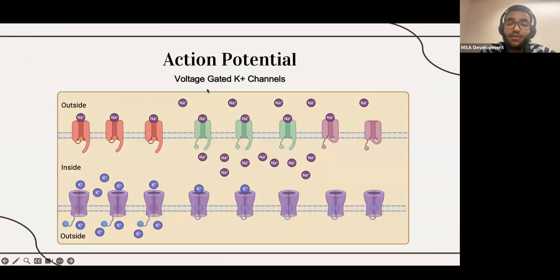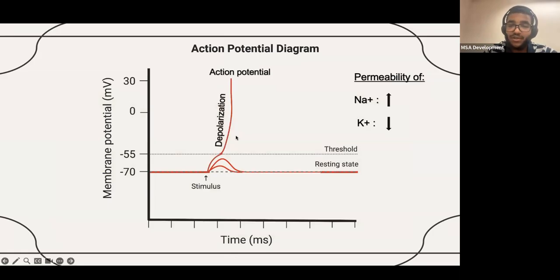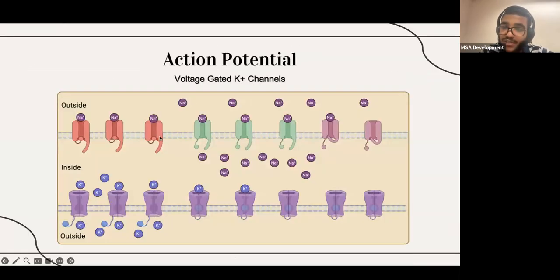Okay, now let's talk about what happens to potassium. We have voltage gated potassium channels now. The voltage gated sodium channels are responsible for depolarization, and now once we reach the maximum and no more sodium is coming in because the inactivation gates closed, we have the action of the voltage gated potassium channels. Now this is just the other side of the cell. Let's assume this is a circular cell. This is outside the cell, and this is also outside the cell.